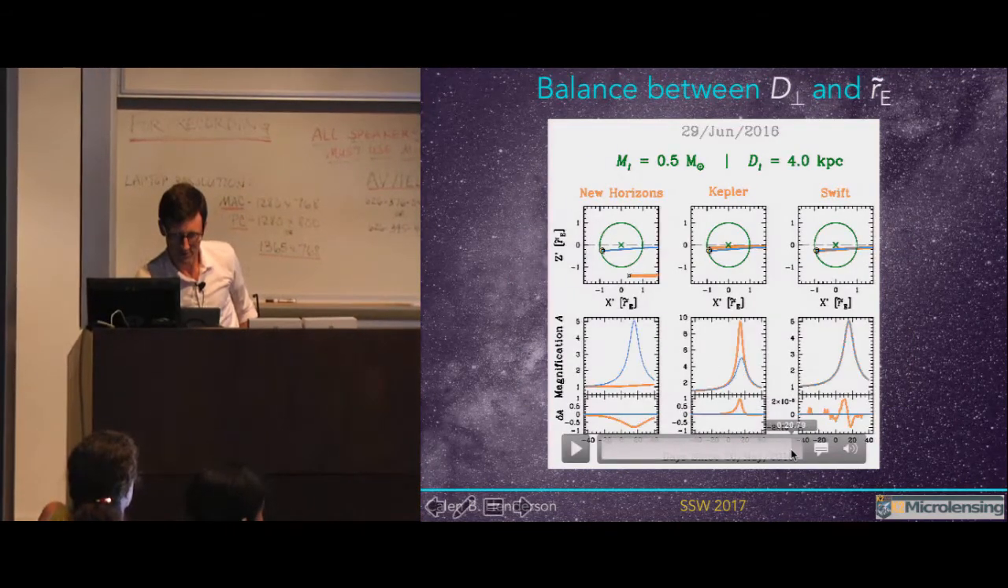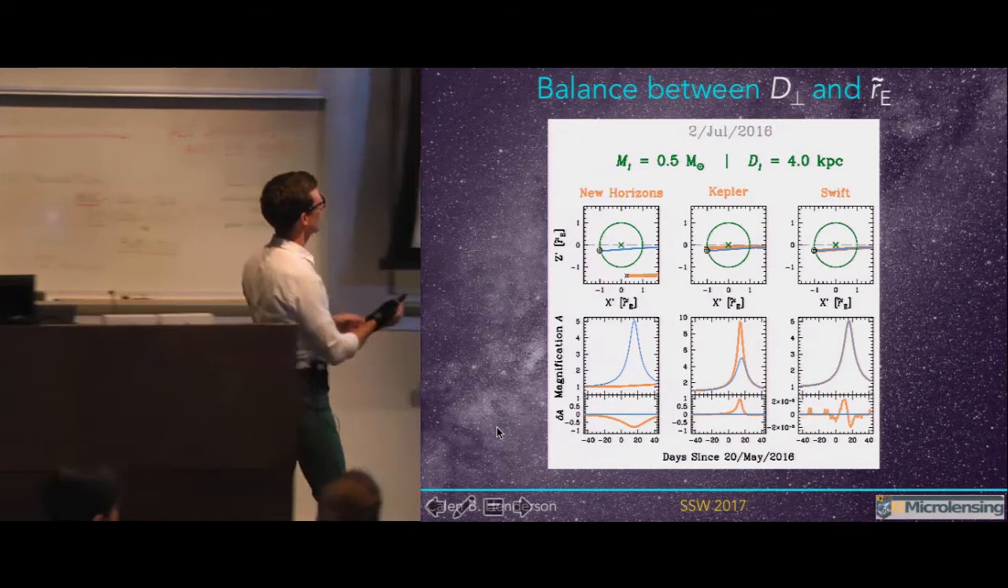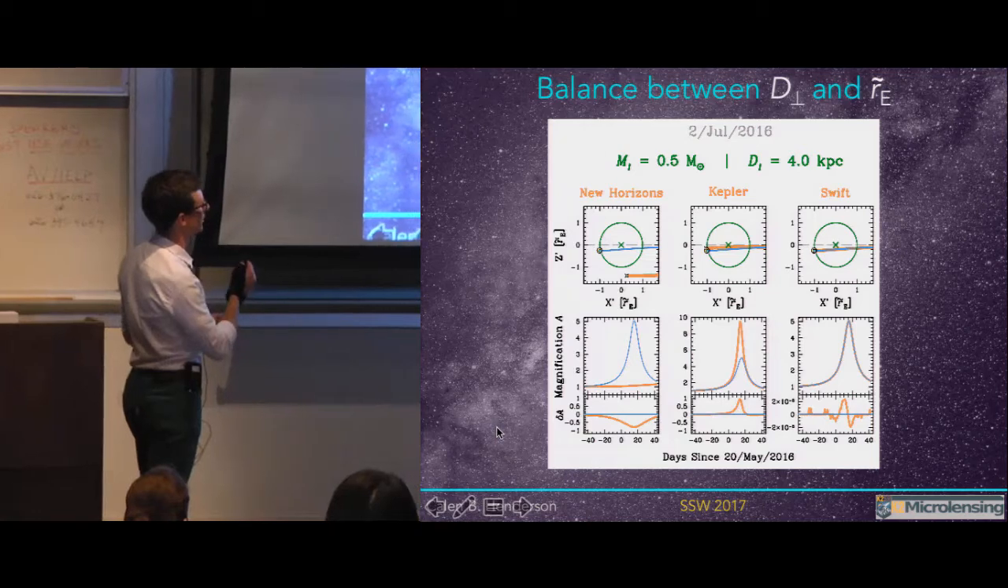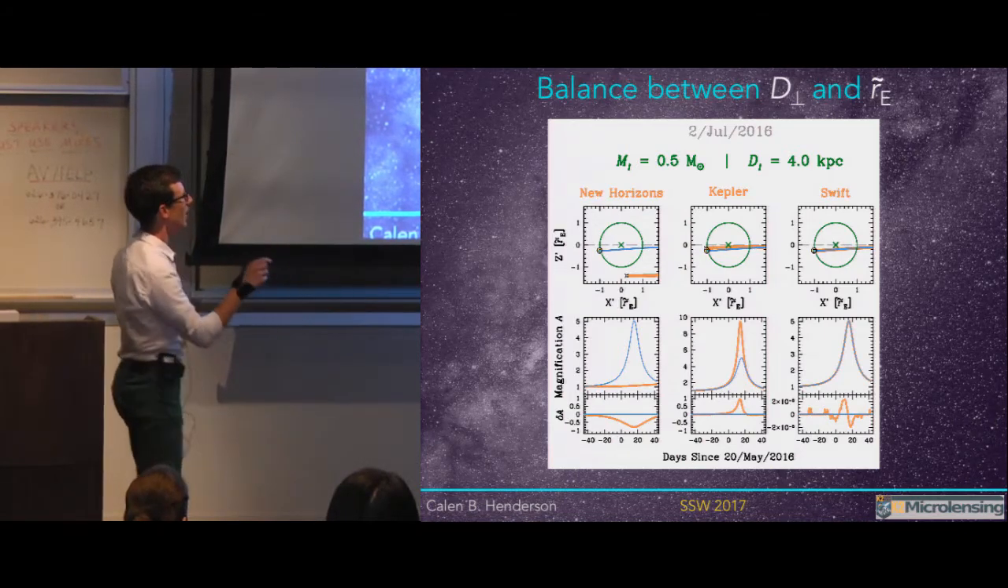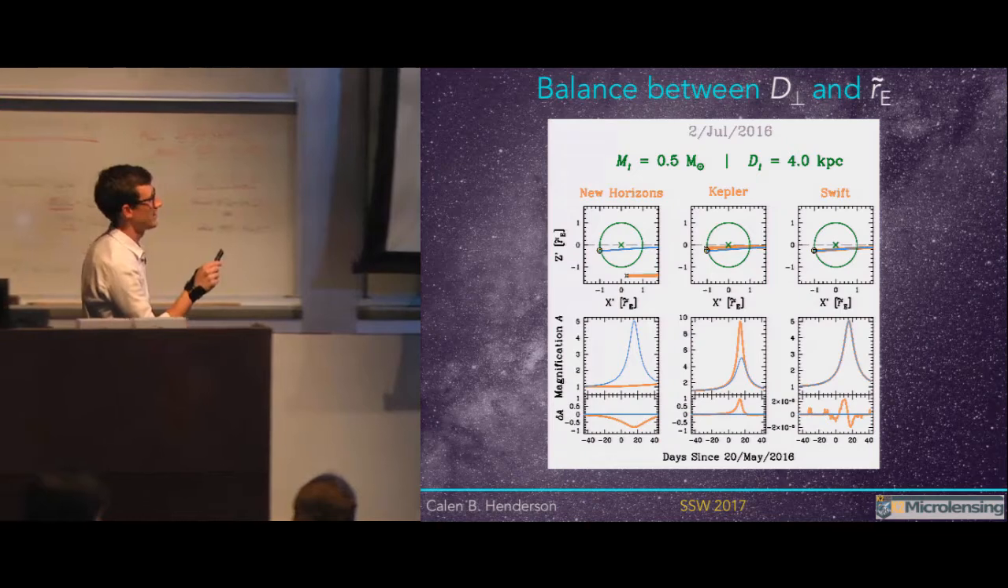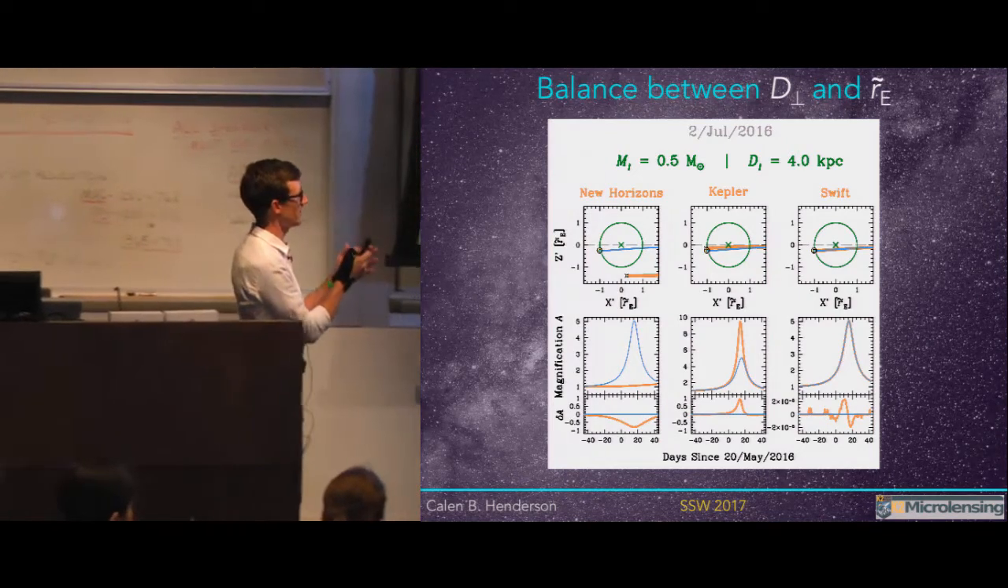Let me just pop it to the end. Pause. What are the resultant light curves from both observatories? Left is New Horizons in orange and Earth in blue. Middle is Kepler in orange, Earth in blue. Right is Swift in orange and Earth in blue. And what are the resultant light curves for each of these configurations?